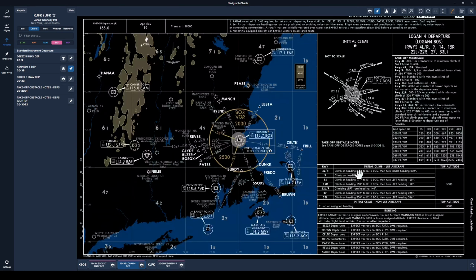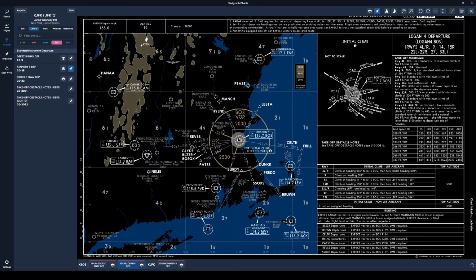Staying at Boston, the Logan 4 departure is a different kind. It has well-defined initial climb segments for each runway, but then relies on radar vectors to a number of exit gates like Birdie, SSOXS, Frill, etc. You can see them on the map indicated by white triangles and then in the routing section at the bottom right. The space between the initial climb segments and the routing is to be flown on radar vectors.